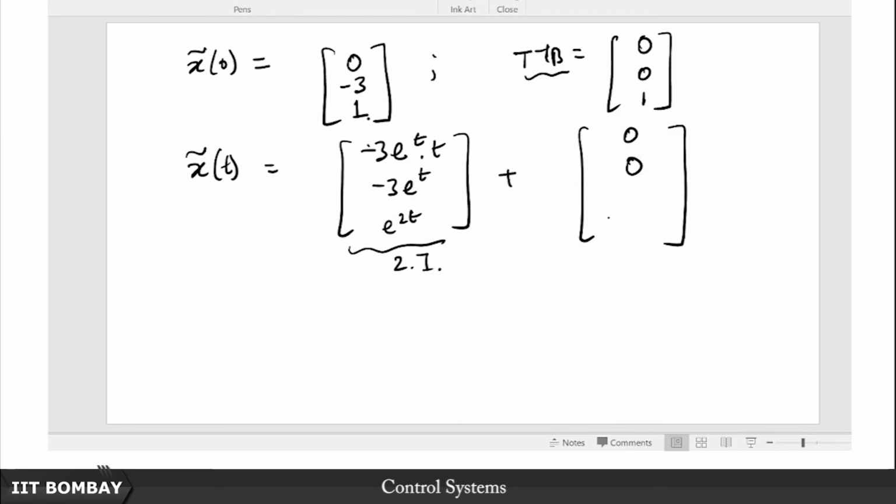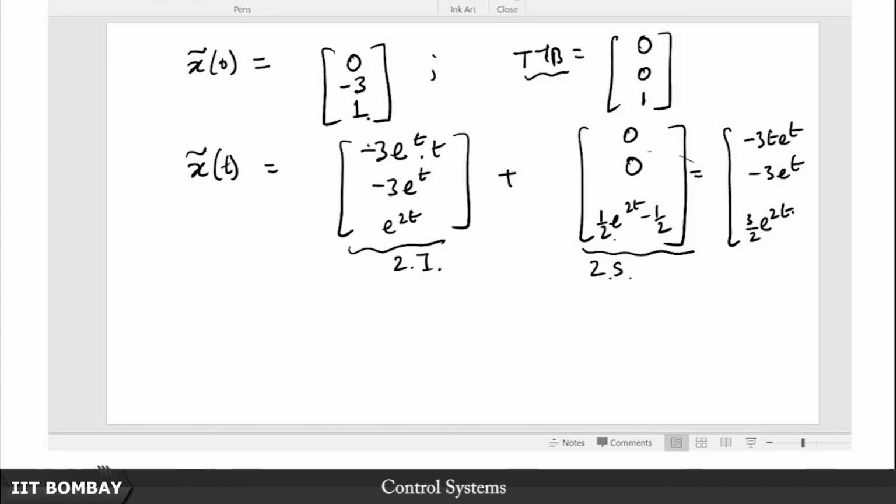So you will eventually end up with half e to the 2t minus half. So you sum them together, this is the zero state, so you sum them together for the complete solution, which turns out to be, let me write that down here, minus 3 t e to the t minus 3 e to the t, and 3 by 2 e to the 2t, 3 by 2 e to the 2t minus half.